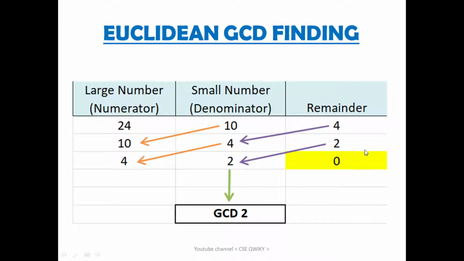So here the remainder is 2, which means we have to continue. 4 becomes the numerator, 2 becomes the denominator, and we got 0. So we stop, and this is the GCD.